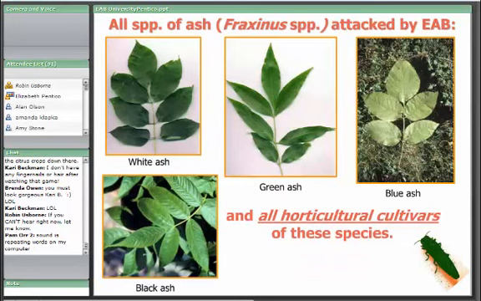All species of ash that exist in North America are attacked by emerald ash borer, and all of the horticultural cultivars. That means our native trees, the white ash, the green ash, the blue ash, the black ash, but even some of the imported ones, Manchurian ash, and many of the cultivars that try and get a little bit more fall color in their leaves. All of them are susceptible to emerald ash borer in some degree.